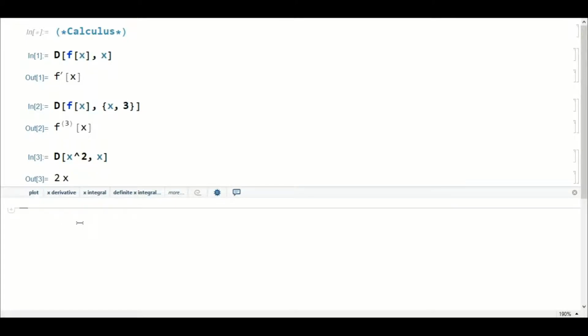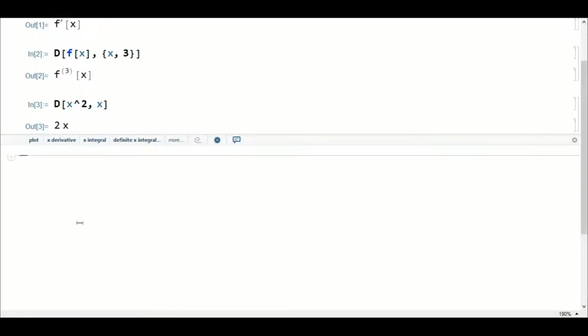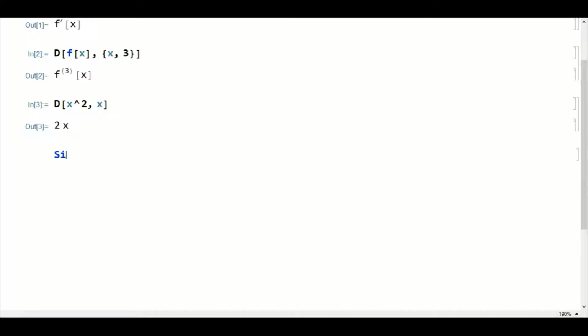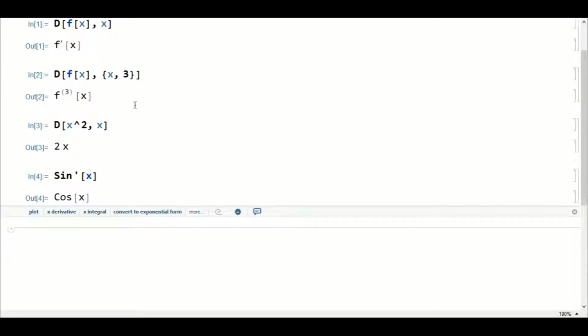There is also a very straightforward way of doing this. Suppose I have sine of x, the inbuilt function for sine x, and I just keep an inverted comma here. So it is basically sine dash of x, f dash of x like we do, and it is evaluated as cos x. So these are the ways in which you can do differentiation in Mathematica.